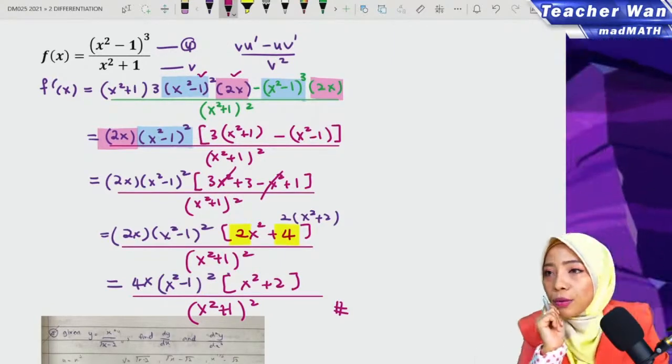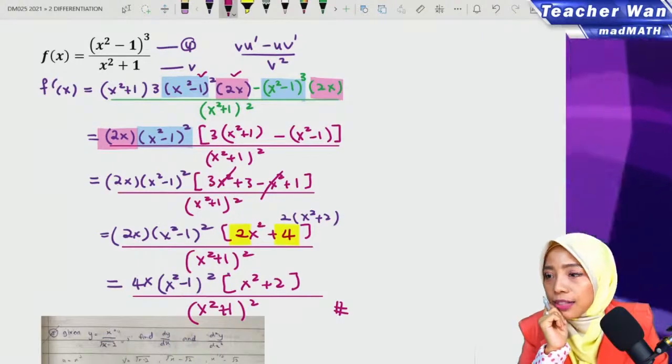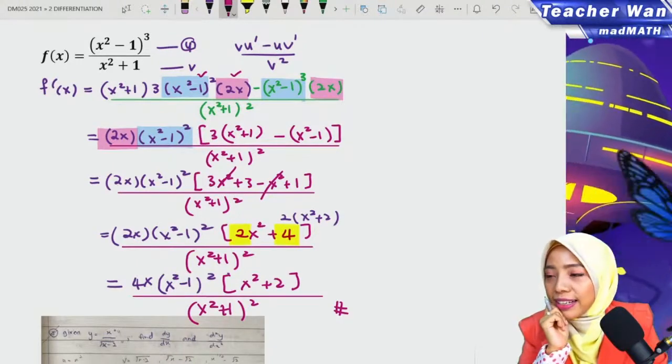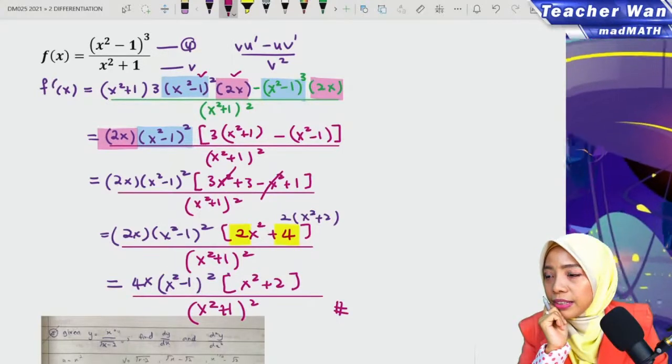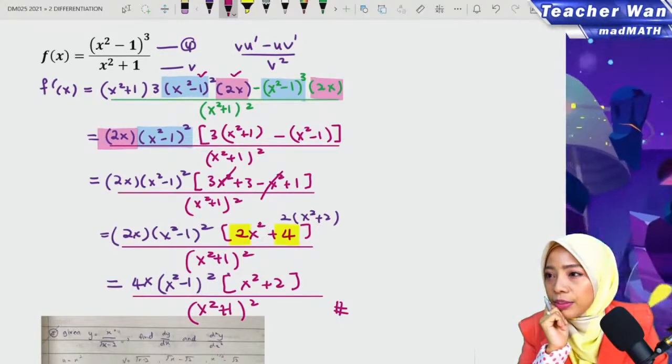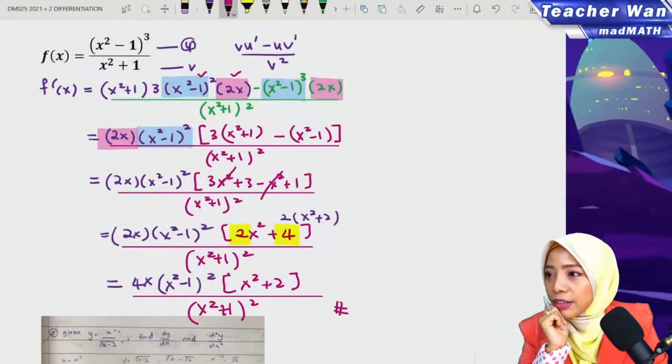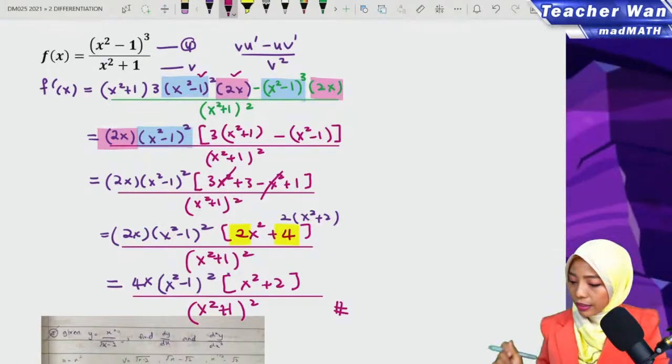So far okay, everyone. Let's look at the comment. Hi Zulaika. Let me look at the comment here. Okay. Factor out 2x. Yes, very good.